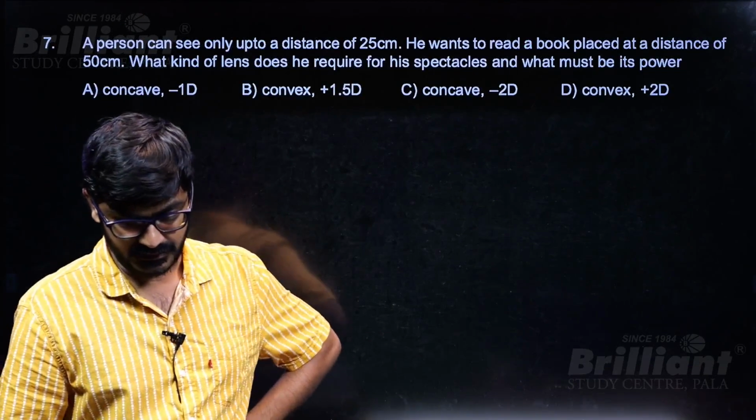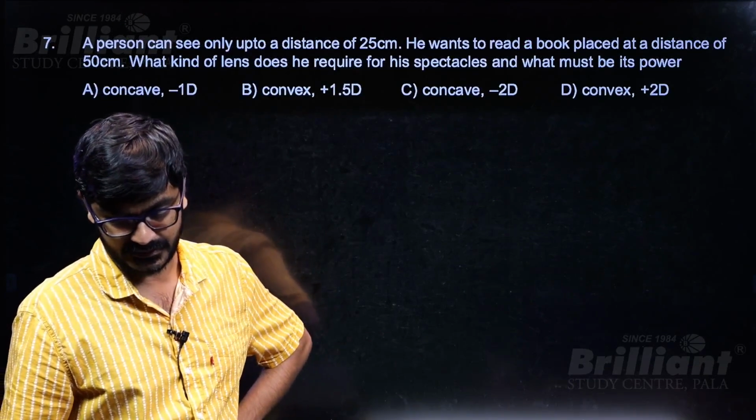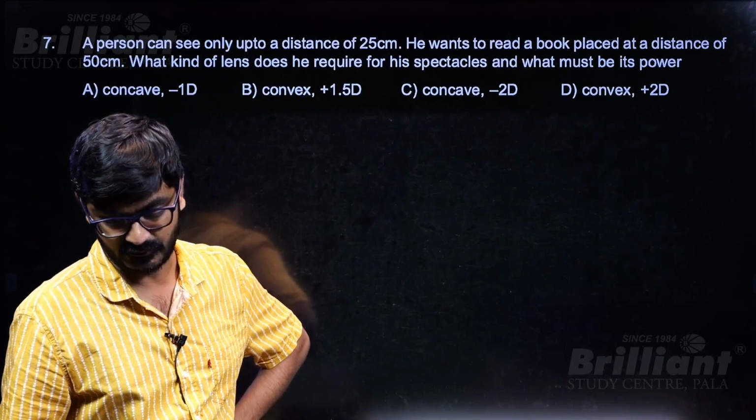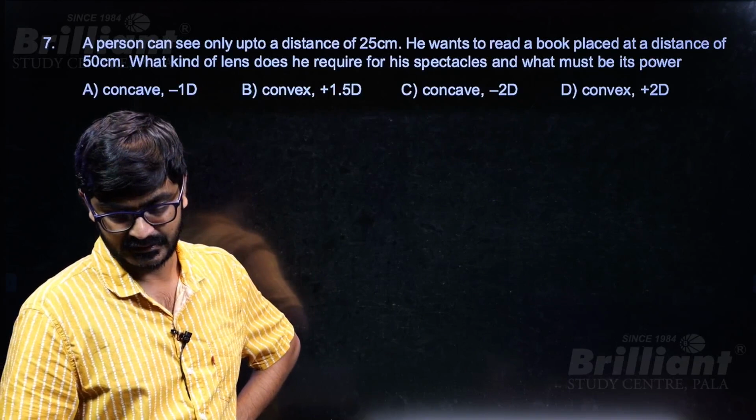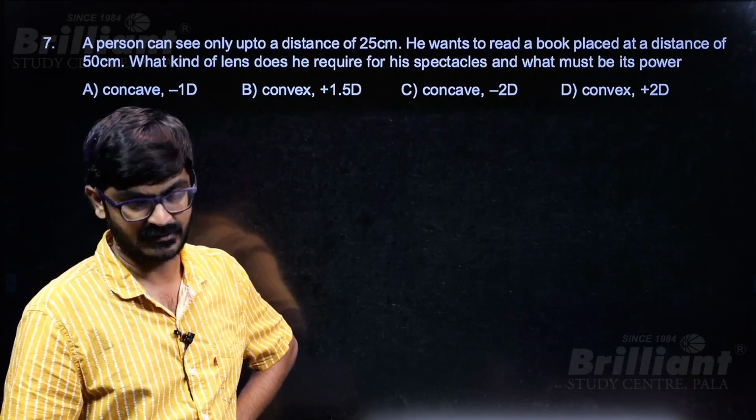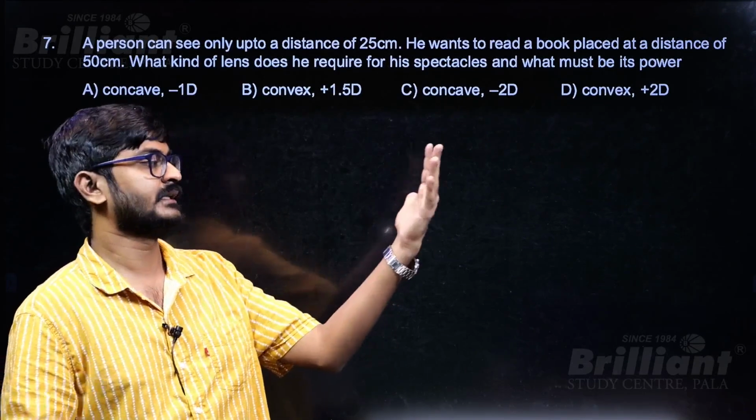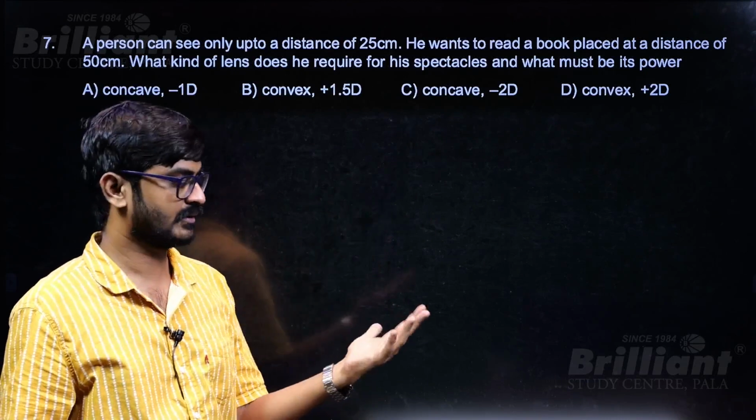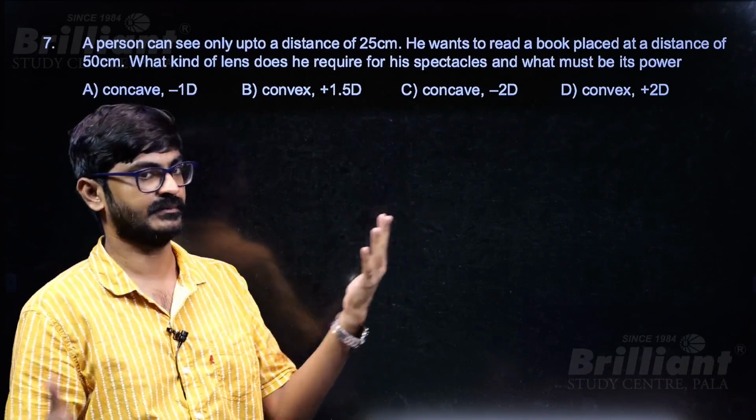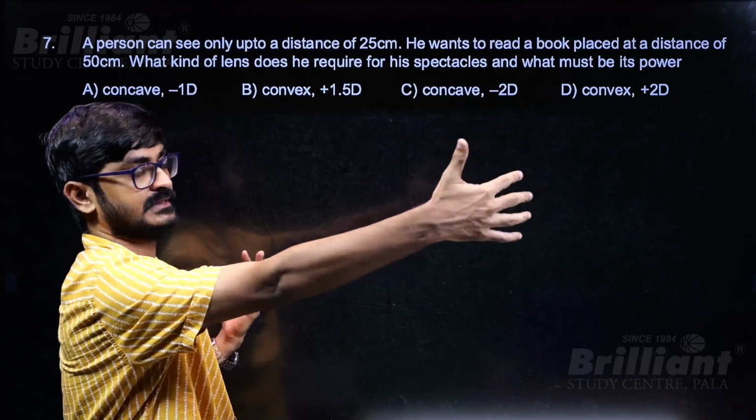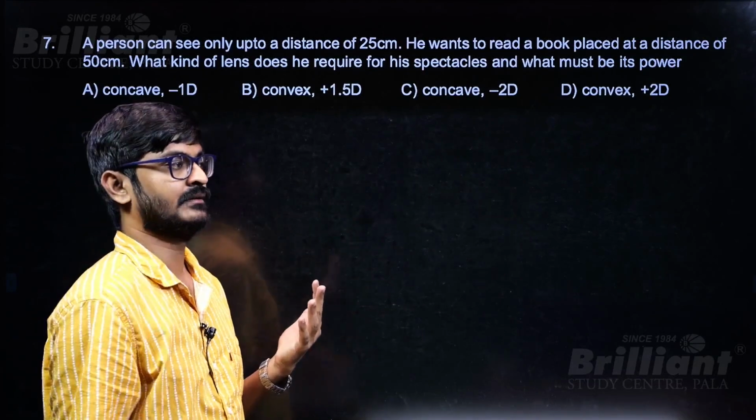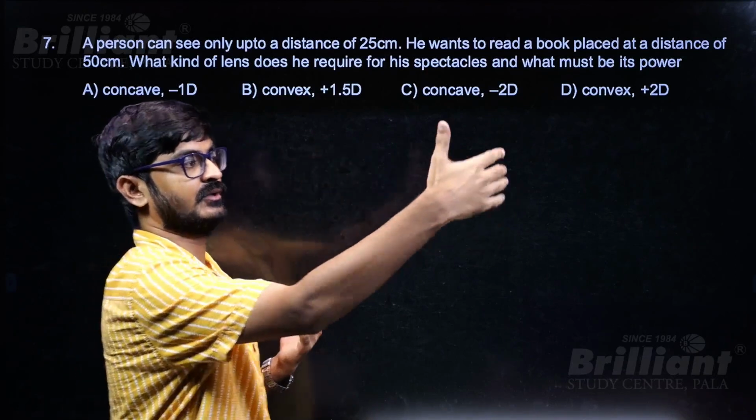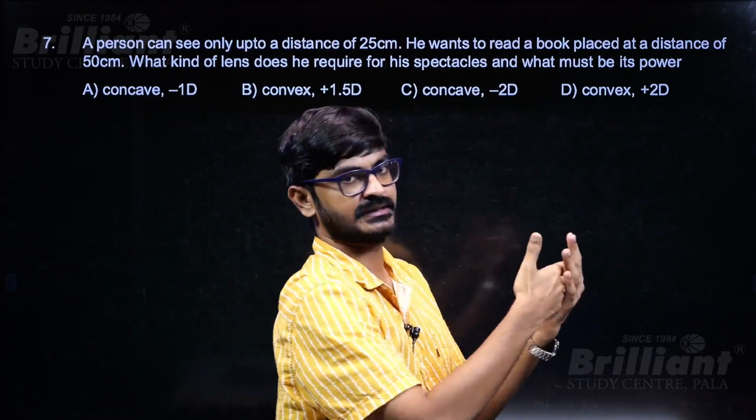Okay, going to the next question. A person can see only up to a distance of 25 centimeter. He wants to read a book placed at a distance of 50 centimeter. What kind of lens does he require for his spectacles and what must be its power? So he can see only till 25 centimeter. This is our regular problem. If he can see only till 25 centimeter and wants to read some object placed at 50 centimeter, we need to use some lens such that if you keep the object there, its image will be projected somewhere here.